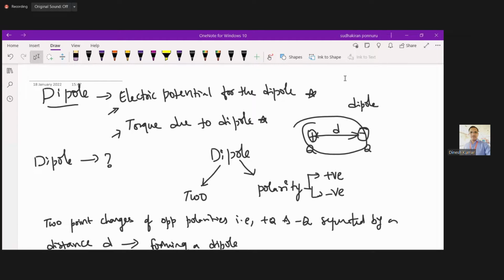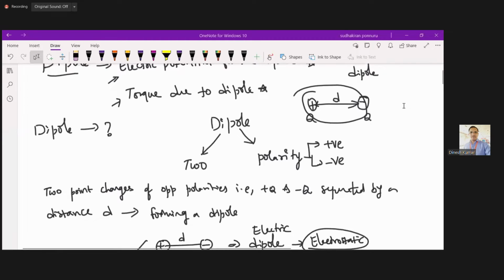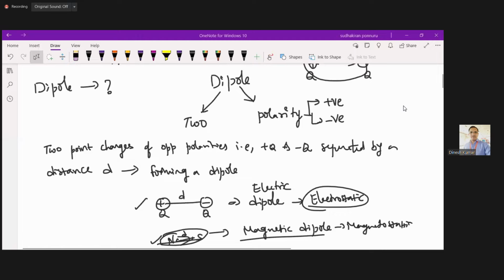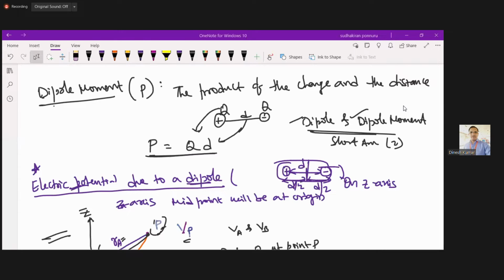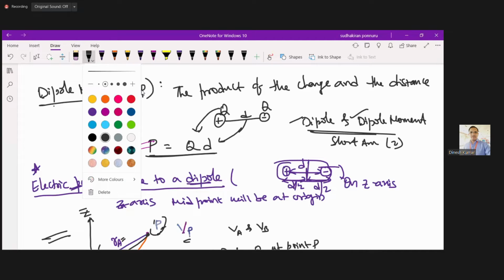Recording in progress. Okay, so just a recap of yesterday's class. We have seen the dipole, what we mean by a dipole, and the definition of a dipole. After that, we saw the dipole moment, given by the formula P is equal to Q into D. So here P is equal to Q into D, which is known as the dipole moment.